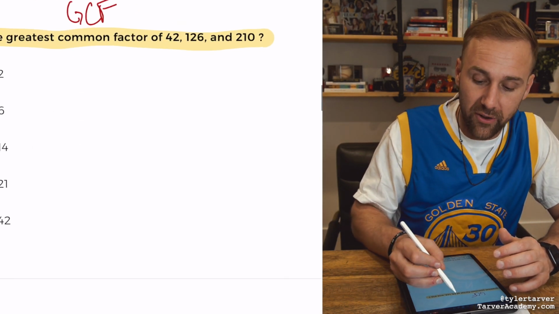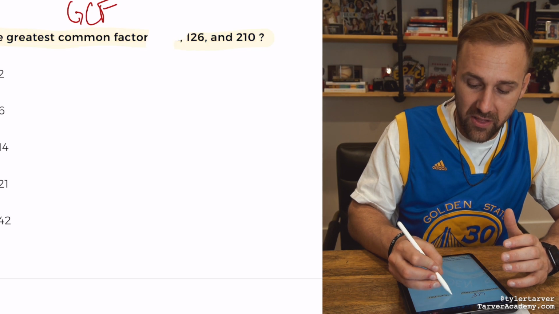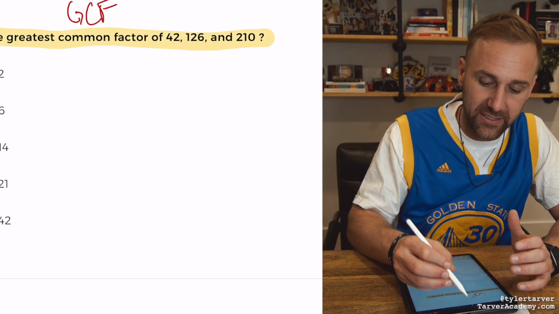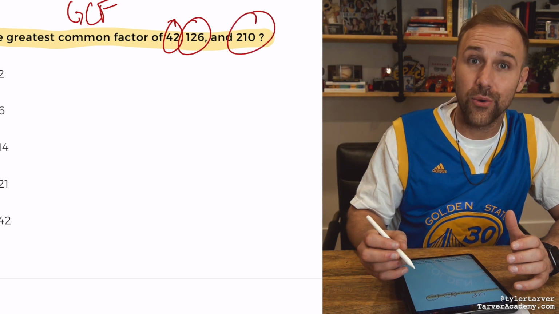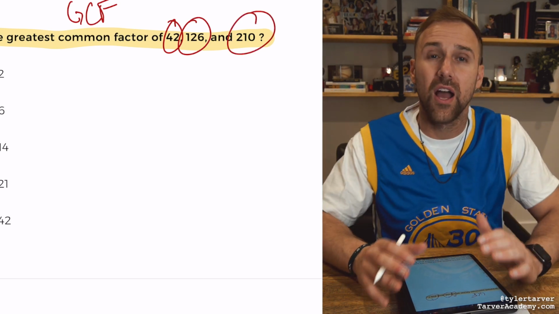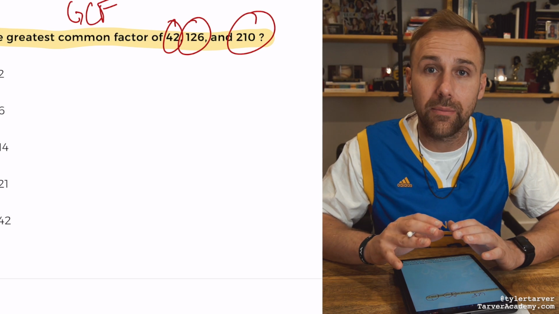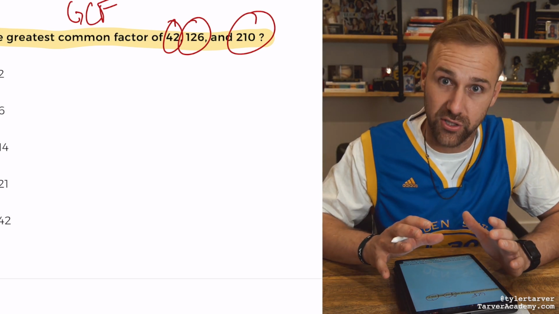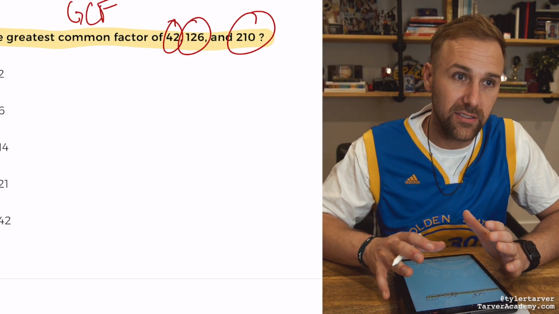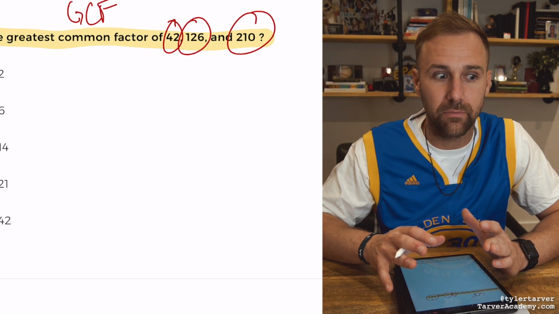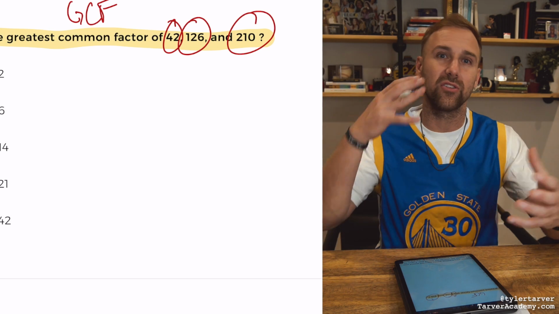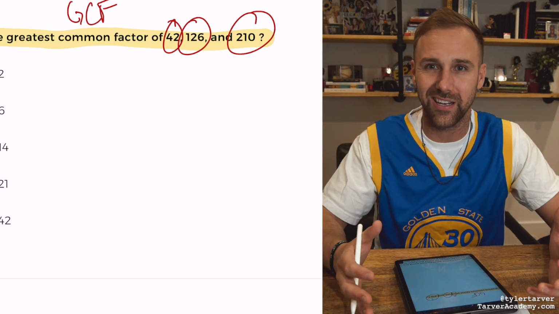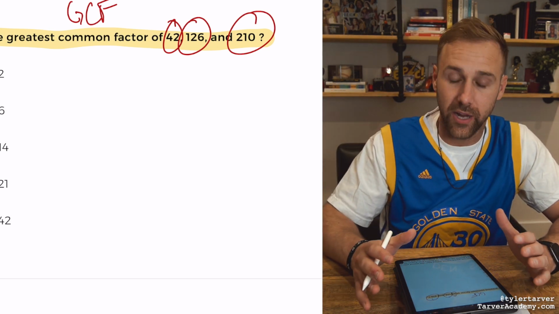What we wanna do is find the biggest number that will go into 42, 126, and 210. Whenever you're doing this, I always recommend starting with the lowest number first. It's gonna save you some time, because when you start with the big number, you calculate a lot of stuff you don't really need to know.